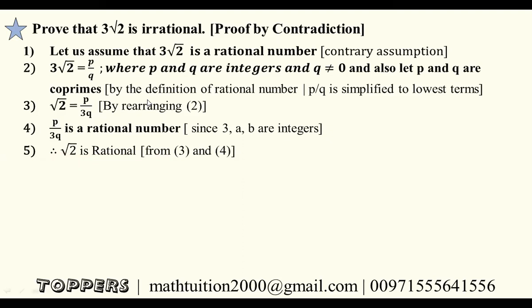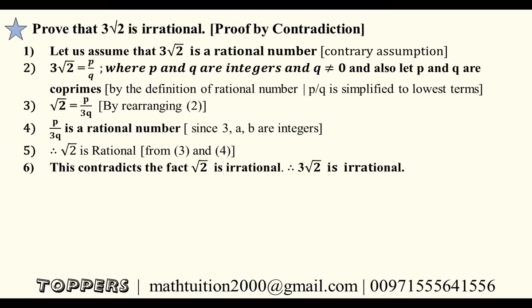But we know that root 2 is an irrational number, a fact that we already proved. So this contradicts the fact that root 2 is irrational. Therefore, 3 root 2 is irrational. Okay, clear? So learn it properly. One of the questions will come for sure in the board exam.